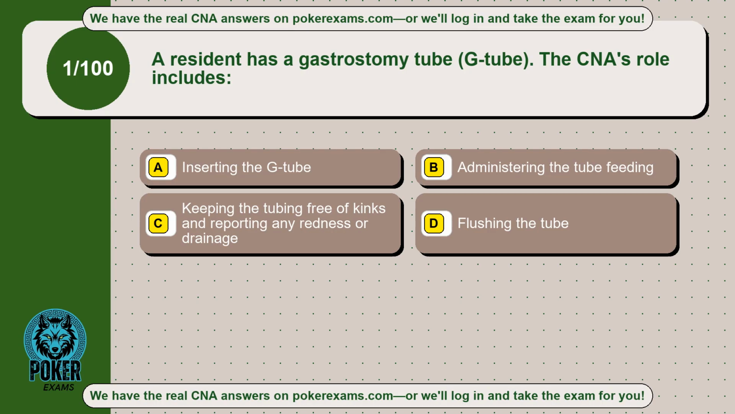Question 1. A resident has a gastrostomy tube, G-tube. The CNA's role includes: Option A, inserting the G-tube. Option B, administering the tube feeding. Option C, keeping the tubing free of kinks and reporting any redness or drainage. Option D, flushing the tube.